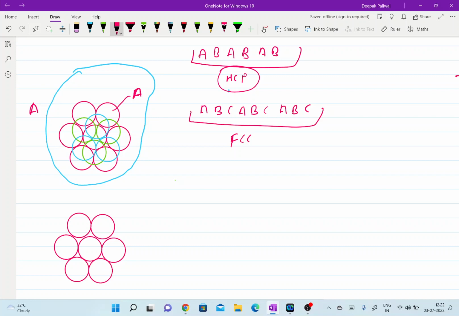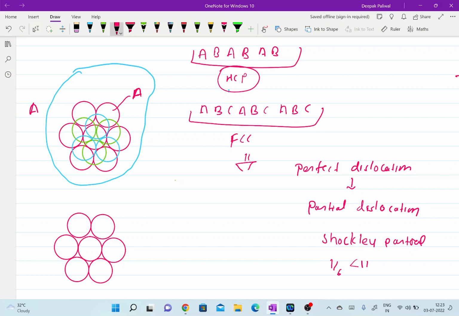Now we want to understand the stacking fault. As we know, a perfect dislocation dissociates into partial dislocations. If I say partial dislocations, I am mainly referring to the Shockley partials, which are of the 1/6 <112> type. So my perfect dislocation of the 1/2 <110> type dissociates into 1/6 <112> partials.